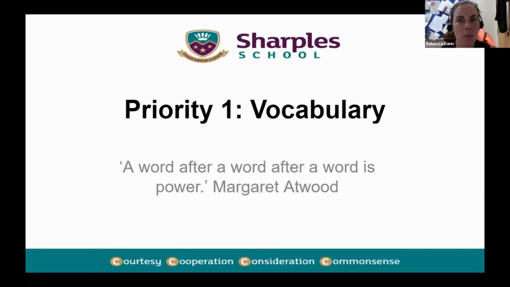When I was working with the Words for All team, my first priority was vocabulary and how we could raise pupils' language acquisition and close the gap between disadvantaged and non-disadvantaged students through looking at vocabulary and explicit vocabulary teaching. So I'm going to talk a little bit about how we did that.